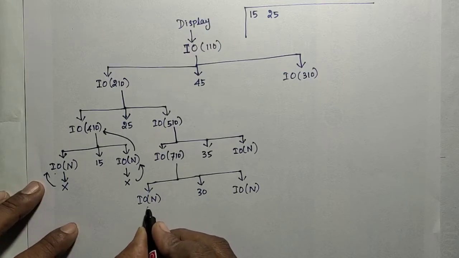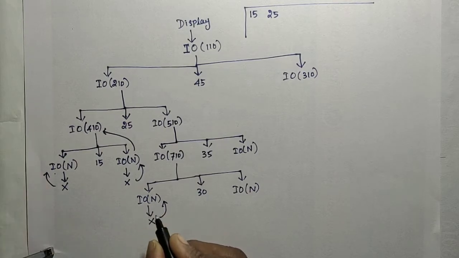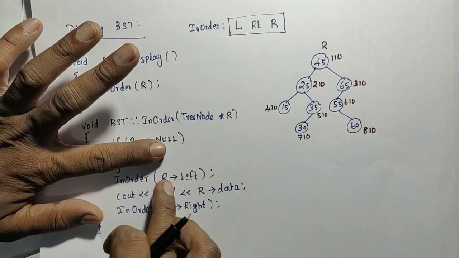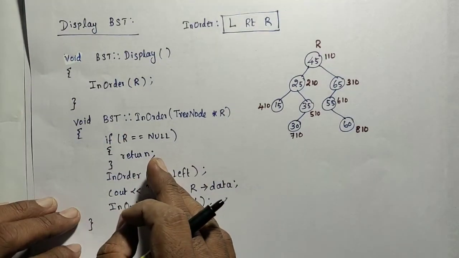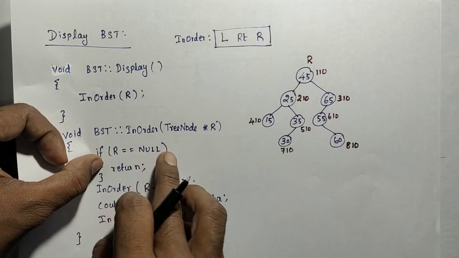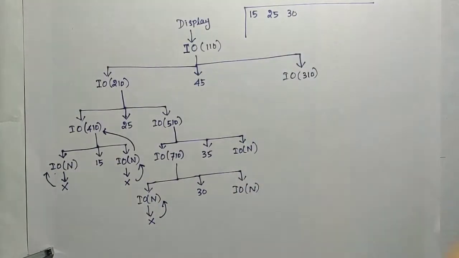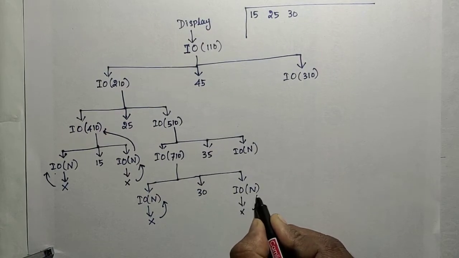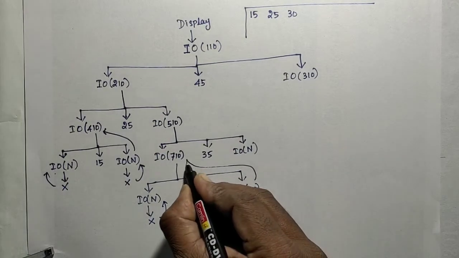So here nothing will happen. It will go to the caller because R equal to null. Suppose if you are not terminating this, here it will return an error. That is, R of left where R itself is a null. Null of left is not possible to access. So that is why it would show that error. But since we have checked here R equal to null return, it will be returned to the caller. Next 30 will be printed on the screen. So next IO of null. This also will not do anything. It will go to that caller. Okay. So now the three statements are over. Now it will go to that caller.